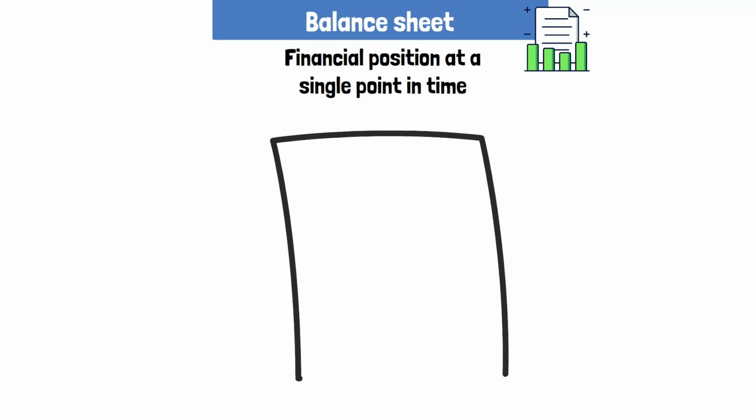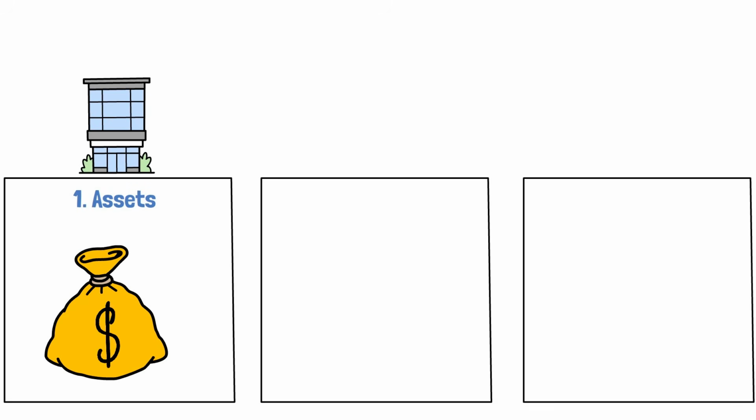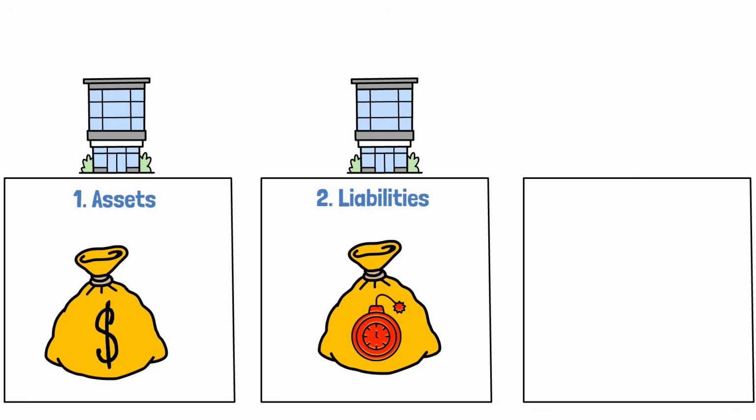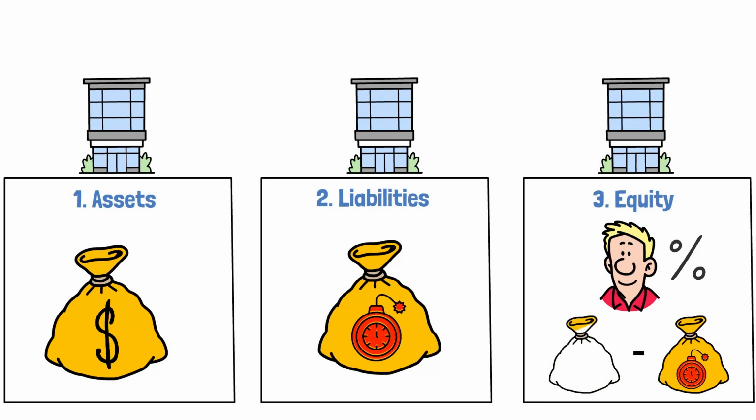Next up is the balance sheet. This statement shows a company's financial position at a single point in time, kind of like a snapshot. It has three major components. First, assets, what the company owns. 2, liabilities, what the company owes. And 3, equity, the owner's interest in the company after liabilities are subtracted from assets.